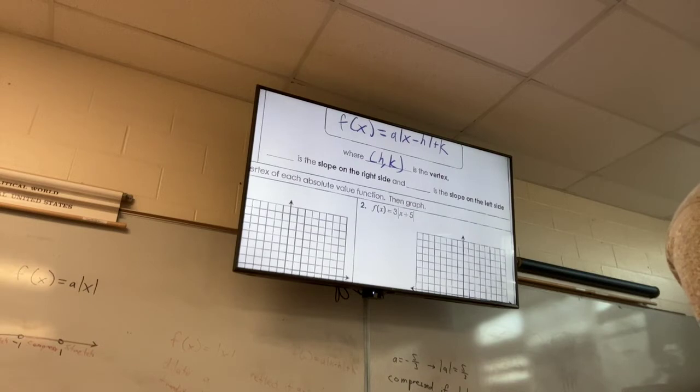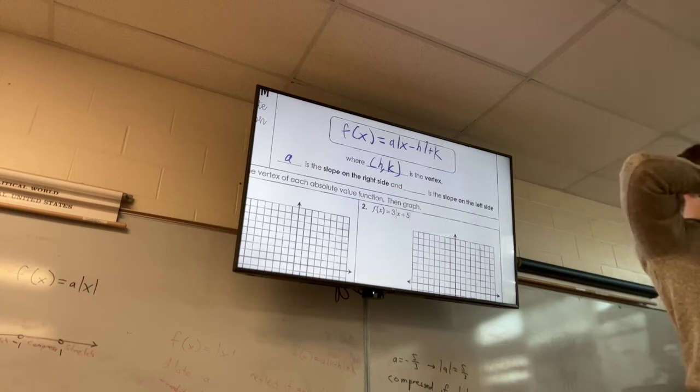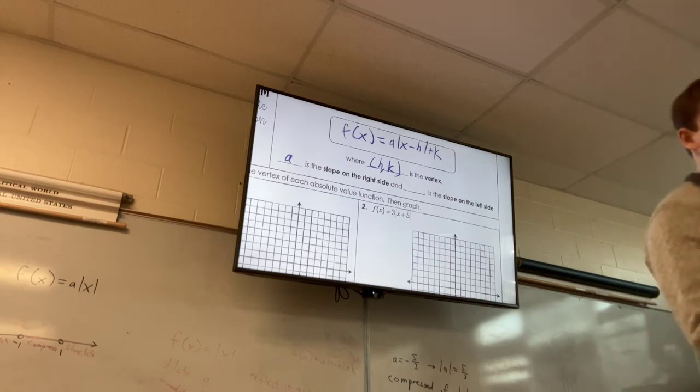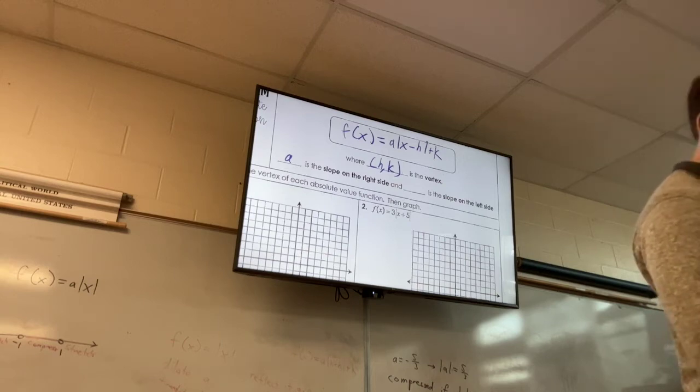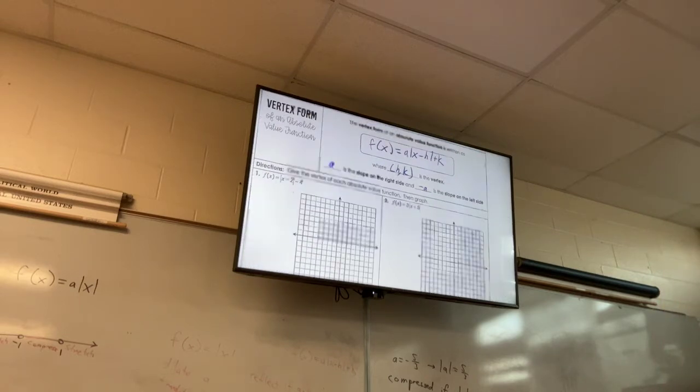And then the slope on the right side is going to be a. The slope on the right side, of the line that comes out of my vertex to the right, the slope of that is going to be a. So Chris was onto something there. And then the slope on the left side of my vertex is going to be negative a. It's going to be negative a, okay? All right.